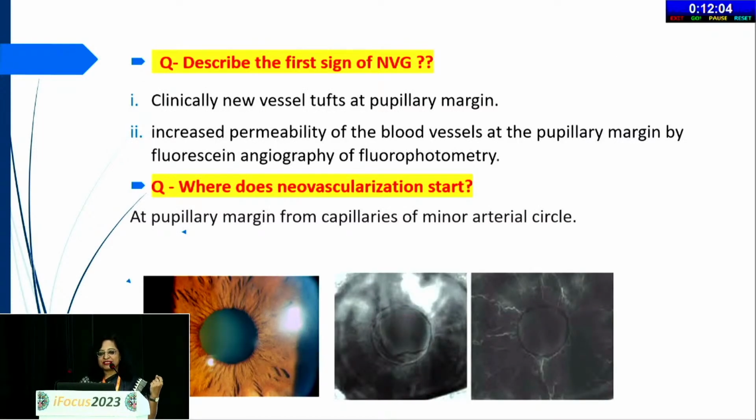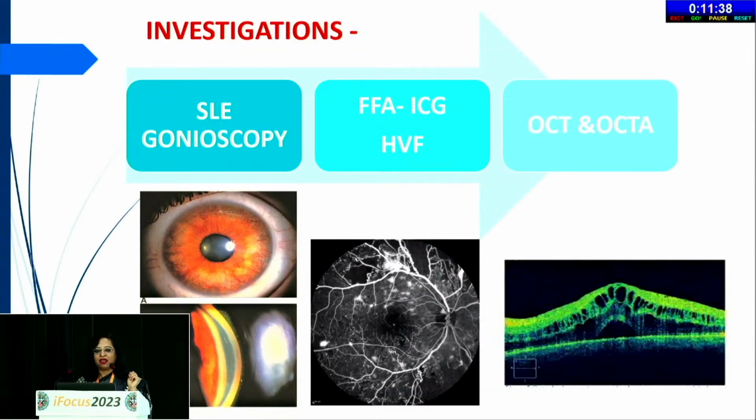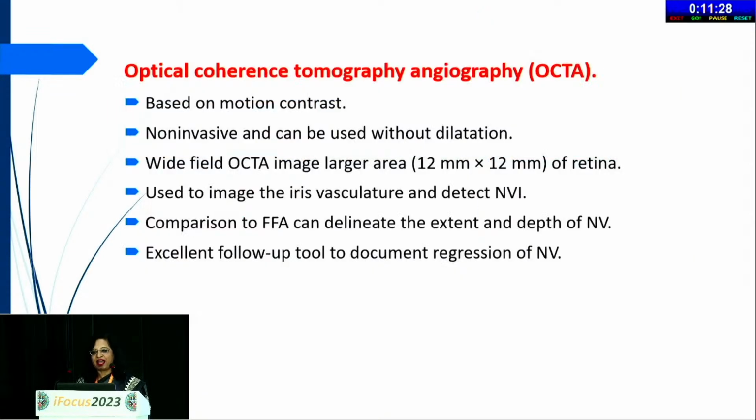So what is the first sign? It is the tuft at the pupillary margin, which leaks on FFA. You can do an FFA and see these small, lacy vessels leaking at the pupillary rim. There is a 12% chance that there could be only angle neovascularization, and not iris neovascularization, so you have to see the angle by gonioscopy. Investigations besides good gonioscopy and slit lamp: you can do an angiogram, ICG, Humphrey Visual Field Analyzer, OCT to look for the edema, and OCTA.